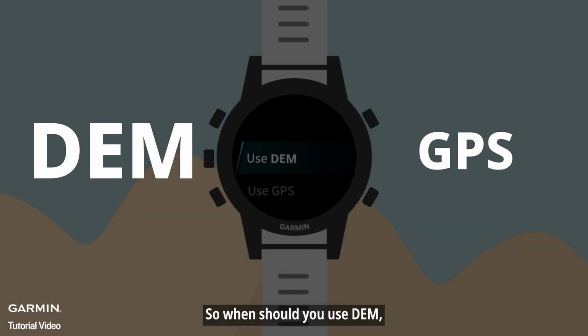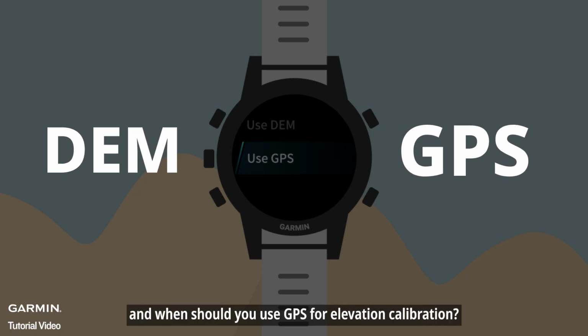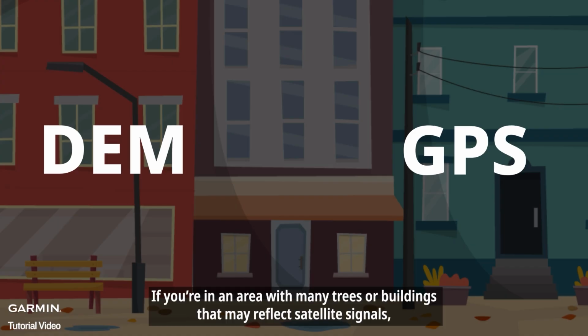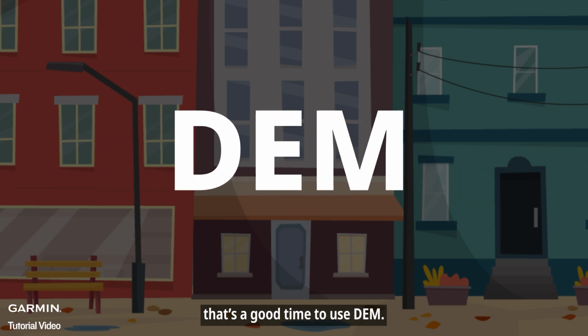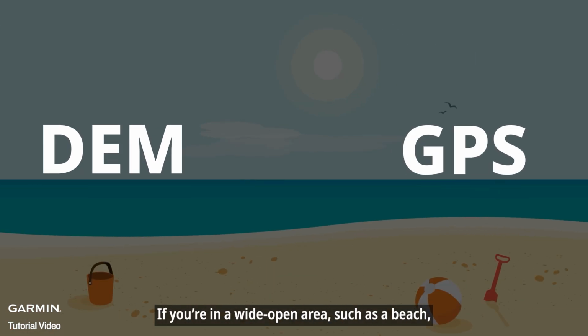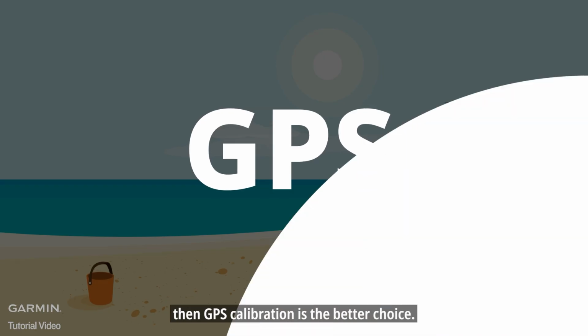So when should you use DEM, and when should you use GPS for elevation calibration? If you're in an area with many trees or buildings that may reflect satellite signals, and there aren't many open spaces nearby, that's a good time to use DEM. If you're in a wide open area, such as a beach, then GPS calibration is the better choice. That's an overview of DEM and how it works.